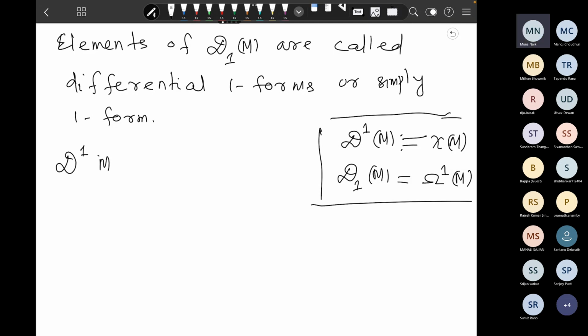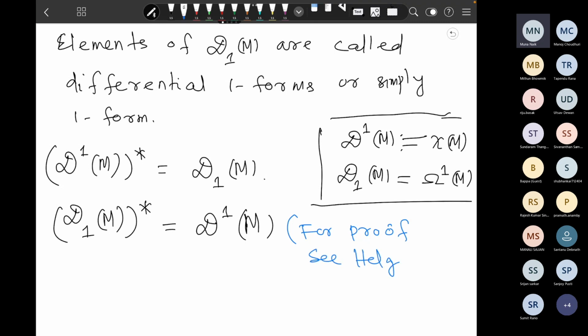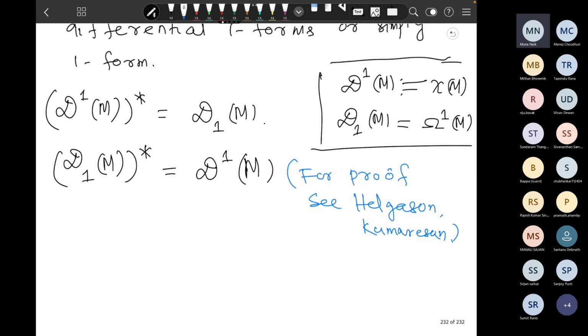So by definition, d1m star is equal to d1m. If you look for the proof, see Helgason or Kummeration, you can look at.